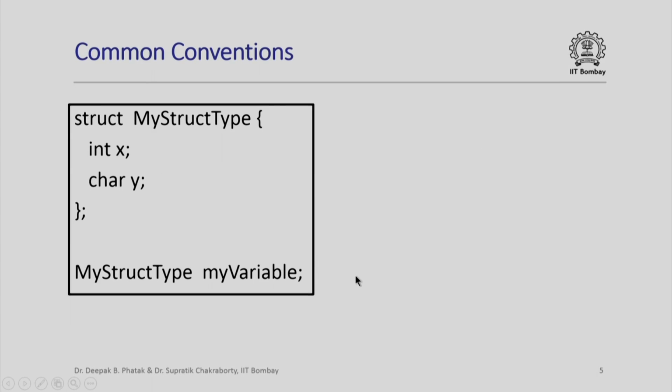Now let us start with some common conventions when speaking of structures. Here I have a simple structure definition. The name of the structure type is myStructType. It has two members named x and y. X is of type int and y is of type character. And here is a variable, myVariable, which is declared to be of the type myStructType.